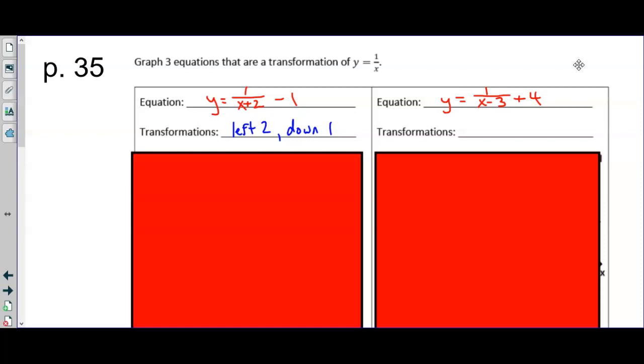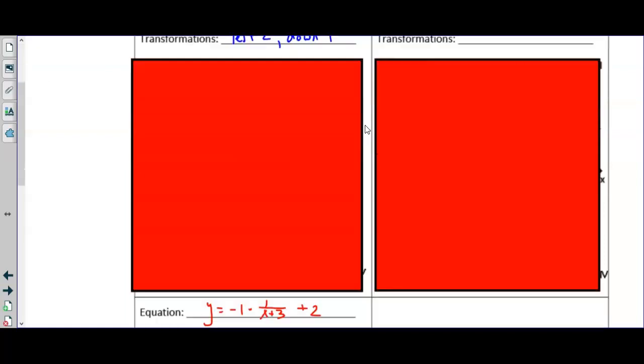So if you would copy these down, top of the page, y equals 1 over (x plus 2) minus 1, and y equals 1 over (x minus 3) plus 4. For each of these, you're going to give the transformations as it appears here in this example, and then give a graph of it. So drawing your asymptotes with dotted lines, and then plot a couple points in the quadrants, the newly established quadrants from the asymptotes that show the curves that would develop from these hyperbolas.